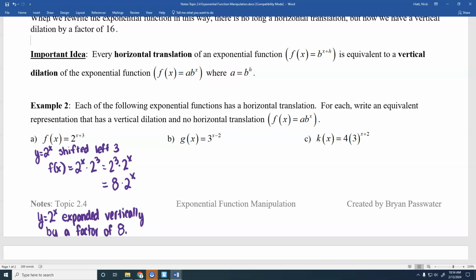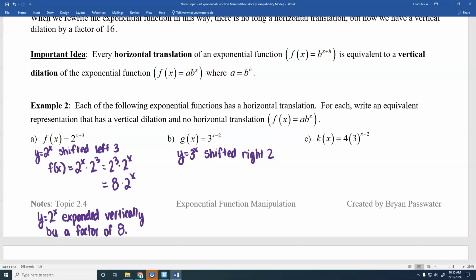Right, those are both correct in this case. All right, B is a little bit different because we have a minus. Now we're going to still talk about this. This would be y equals 3 to the x power shifted which direction? Right 2. So that is a possible description here.